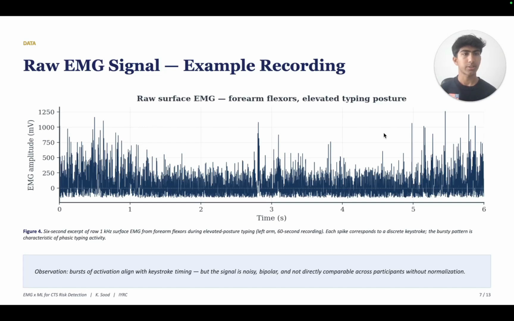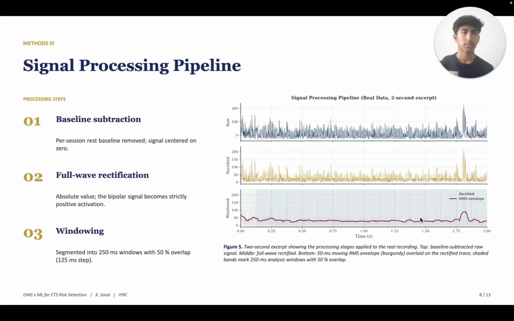This figure shows an example of a participant typing in an elevated typing posture. The bursts of activation show muscle contractions from keystrokes, but as you can see, the signal is very noisy, bipolar, and is not comparable across participants without our preprocessing and normalization.